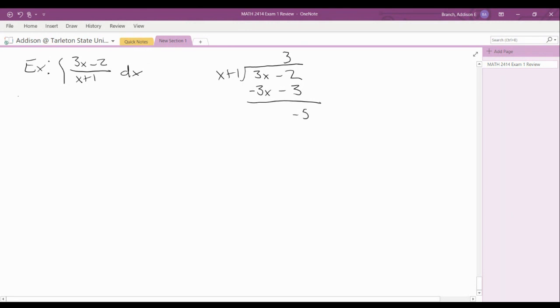So we now can say that we have the integral of 3 minus 5 over x plus 1. And this one was actually simple enough that we don't even really need to do a full partial fraction, because we can actually just do power rule and log and get 3x minus 5 natural log of the absolute value of x plus 1 plus c. So yeah, always make sure if you can long divide, do that, because that could save you a lot of work.